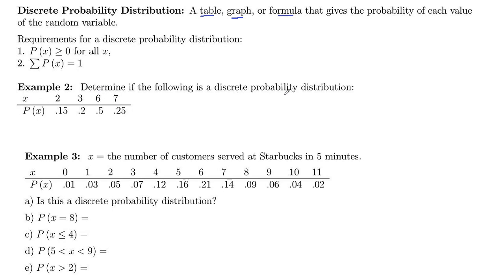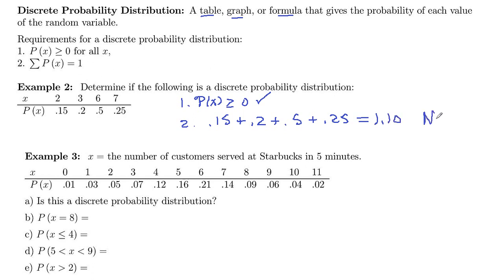So here's a distribution here. We want to determine if it's a discrete probability distribution. Well, the first condition is satisfied. All the probabilities are greater than 0, so probability of x is greater than or equal to 0. That one checks out. Secondly, do they sum up to 1? So 0.15 plus 0.2 plus 0.5 plus 0.25. So that's going to be 75, 85, 95. This is actually 1.1. Okay, not equal to 1.